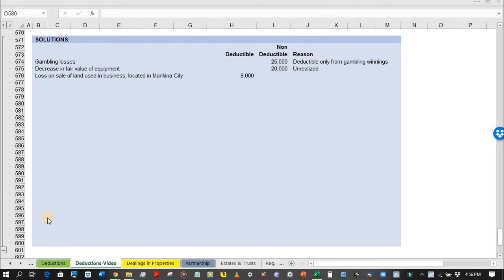Again, when we say ordinary asset, these are used in business. Because once the land is not used in business, this is a capital asset. And if you remember that land classified as a capital asset is not subject to normal tax. Instead, it is subject to final tax, which is the capital gains tax. So that is why for this particular land, it is subject to normal tax. That is why the loss is deductible in full.